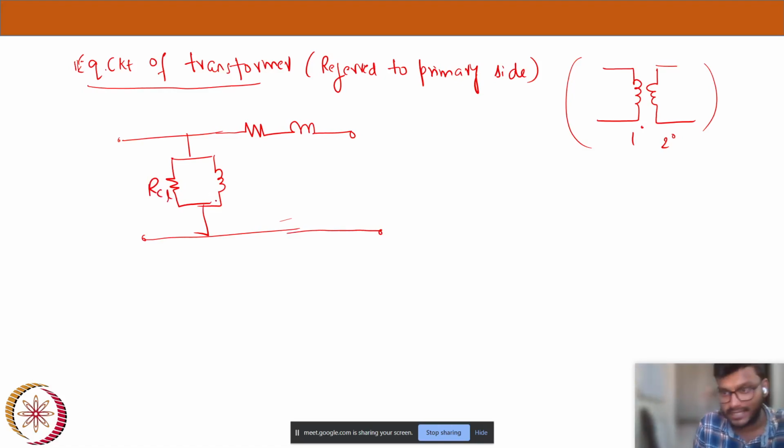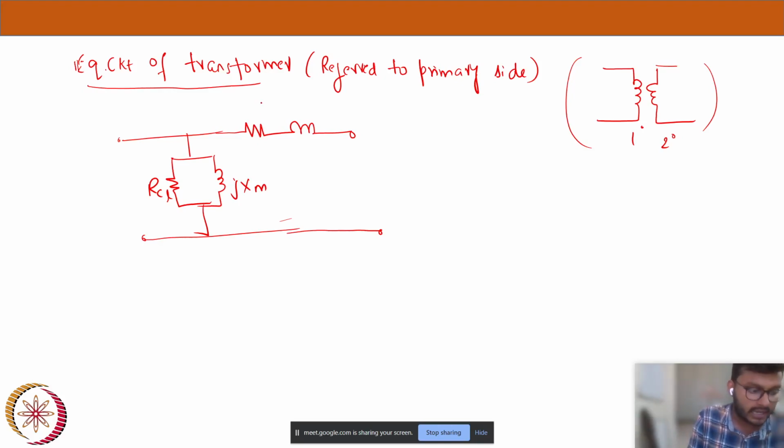Core loss, this is the core loss resistance, and this is the magnetizing reactance, and this is the parallel branch that is responsible for the core loss. We are modeling the core loss and magnetizing branch inside a transformer within this parallel branch here. And so this resistance is the combination of both primary and secondary resistances.